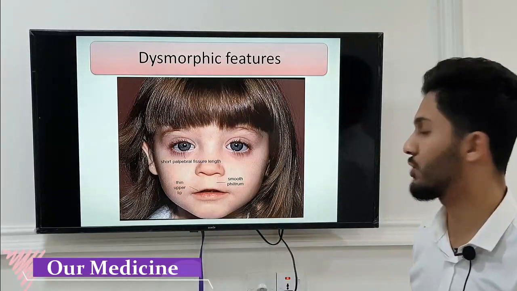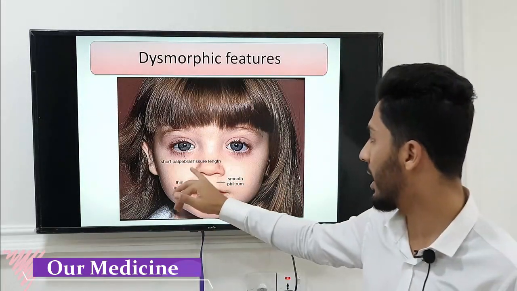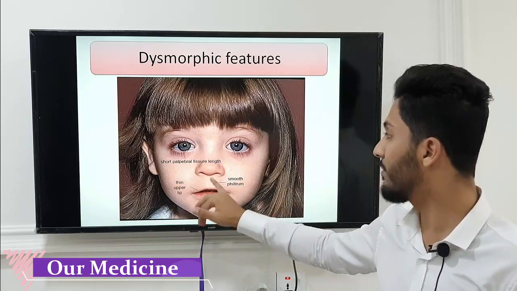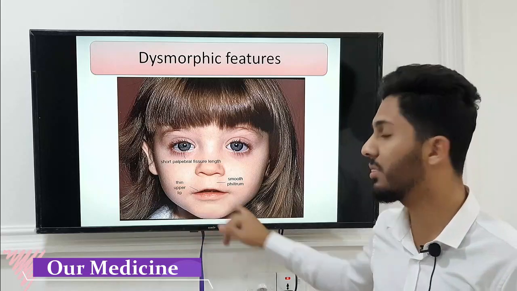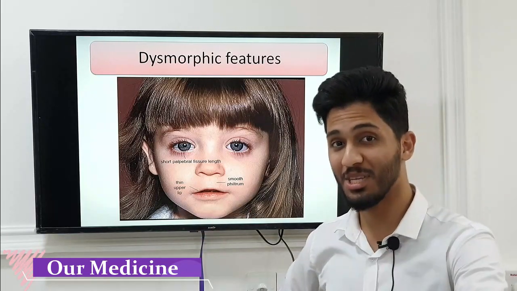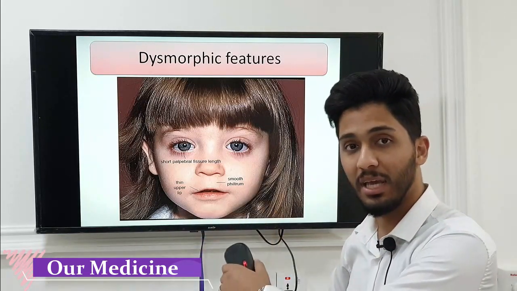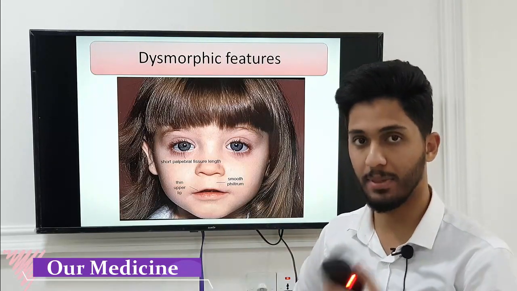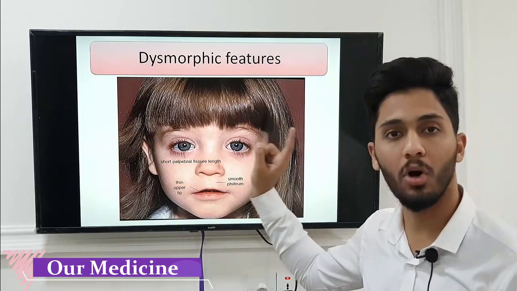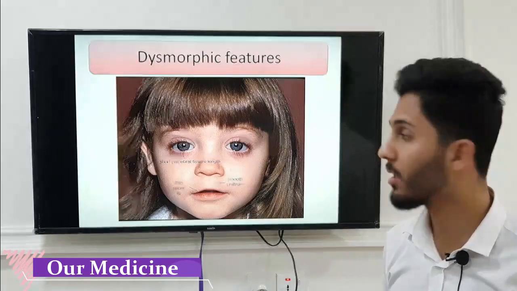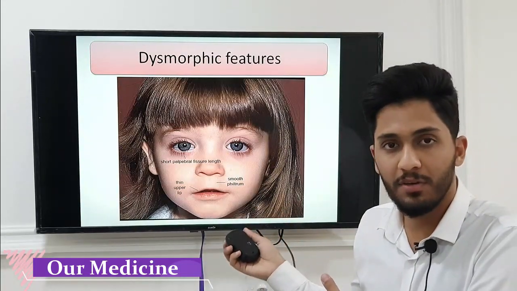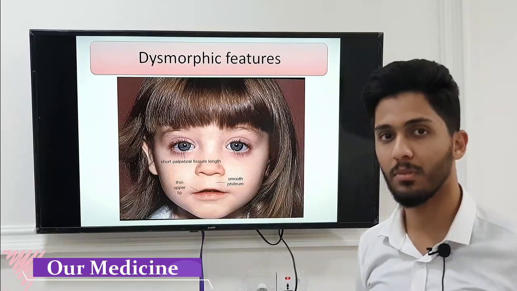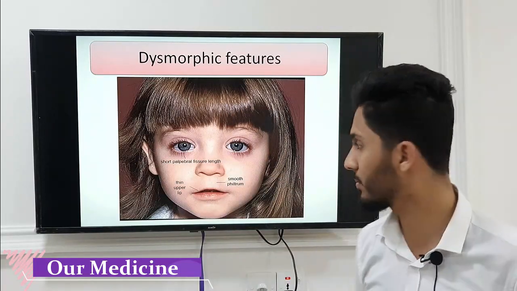For example, this patient has short palpebral fissures, smooth philtrum, thin upper lip, and in the prenatal history, the mother was alcoholic during pregnancy. This is fetal alcohol syndrome. This is one of the dysmorphic features. Directly depending on the face, you give the diagnosis. This is called dysmorphic feature.